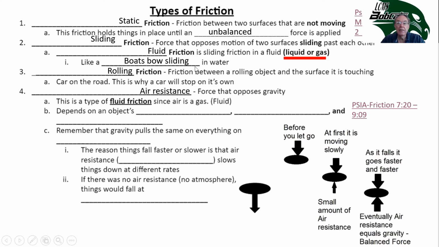Okay. Now, air resistance is one of the special kinds of fluid friction. So we kind of have taken a look at that with the space capsule. As the space capsule came falling through the atmosphere, there was the air resistance, the fluid friction of the air pushing on it. And it says it's a force that opposes gravity. As it was falling, the air was rubbing and slowing the space capsule down.